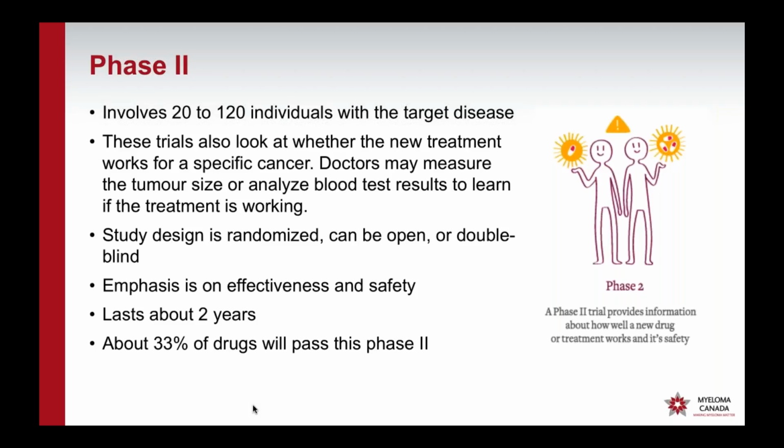So the emphasis of phase 2 trials is on effectiveness and safety, and that's really important because at that point you start to determine if a drug is working for a particular cancer and patient population. These trials can last about 2 years to complete from start to finish, and quite often there could be 1 or 2 or maybe 3 phase 2 trials being conducted. Only about 33% of drugs will pass this phase.